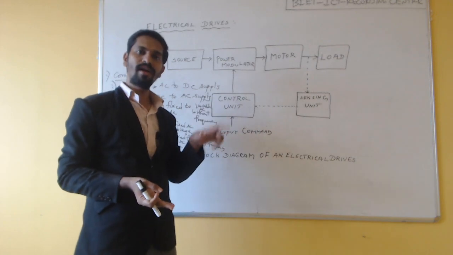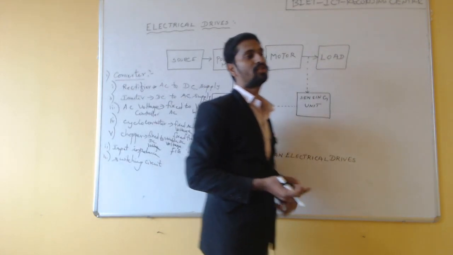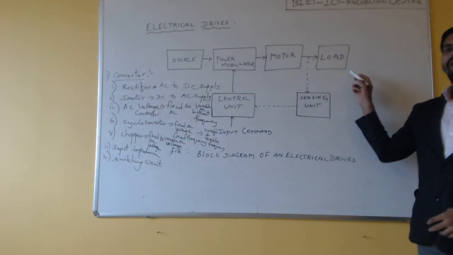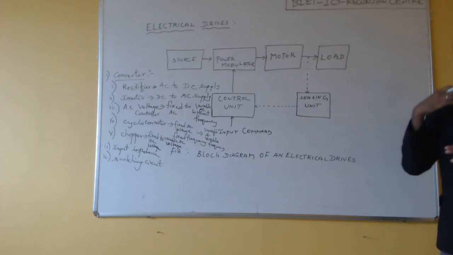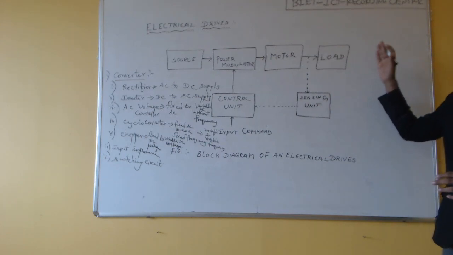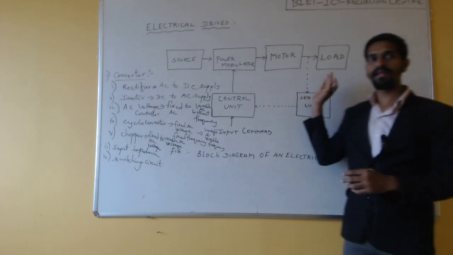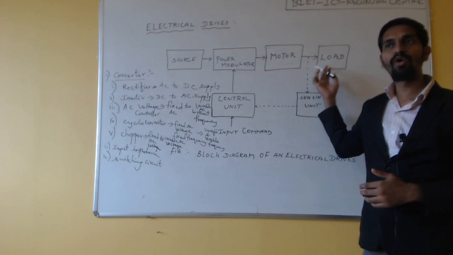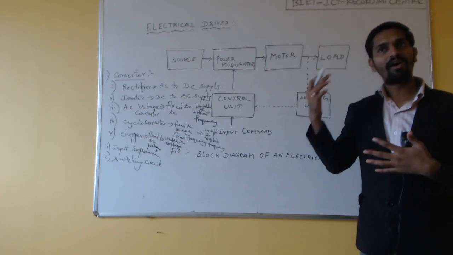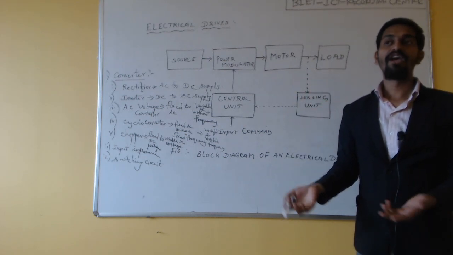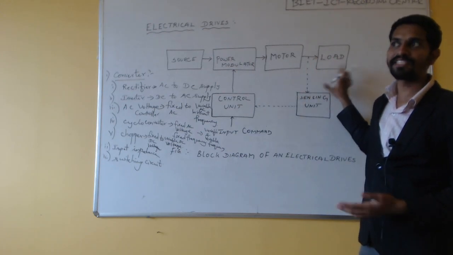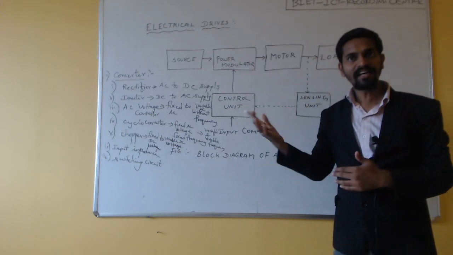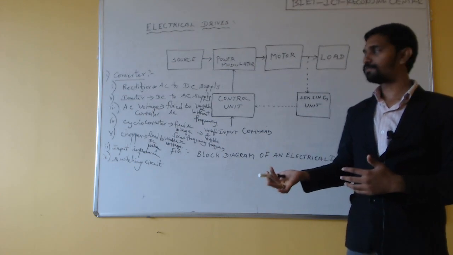Based upon our load requirements, we can choose the motor. Depending upon our application, the load will complete the task. For example, the load can be a fan, a lamp, or a washing machine, or any other task we want to accomplish.